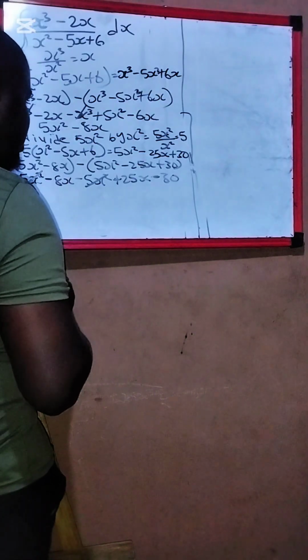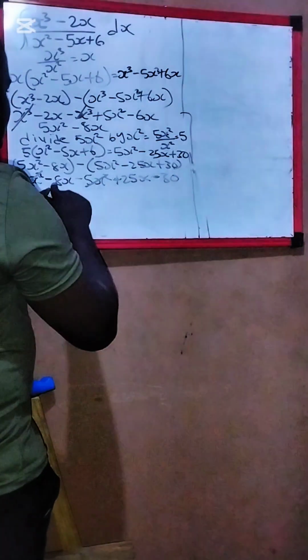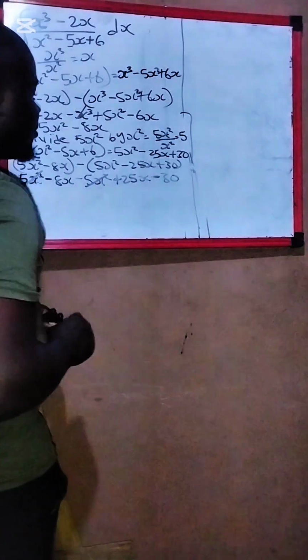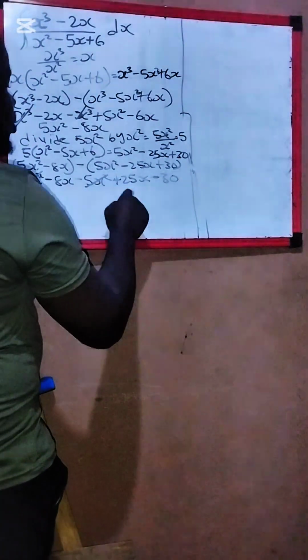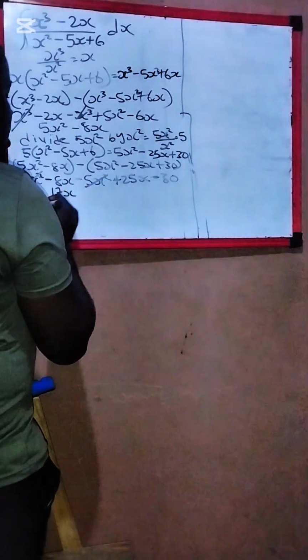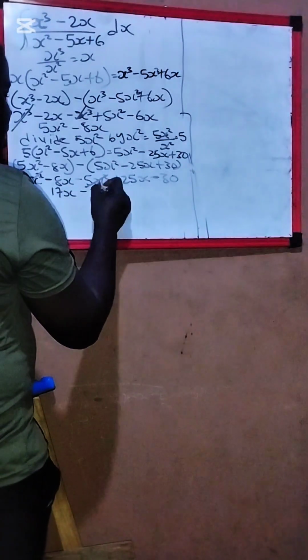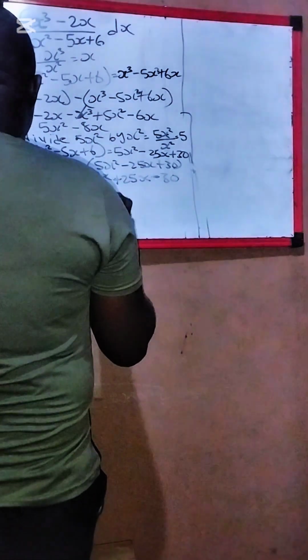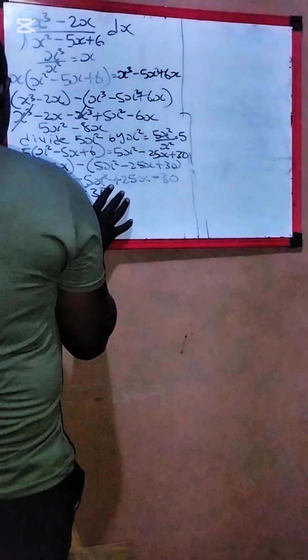Now we are left with what here? We have negative 8x and plus 25x. So negative 8x plus 25x will give us 17x remaining. Okay, 17x minus 30, because there's nothing else to subtract it from. So this is what we now have.